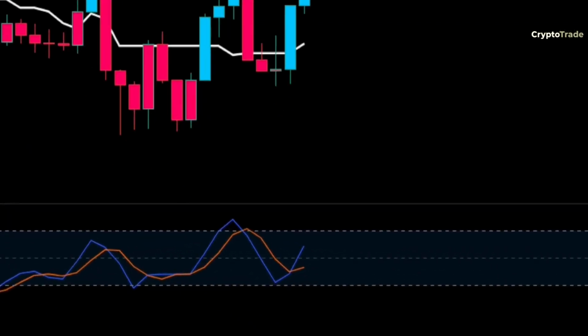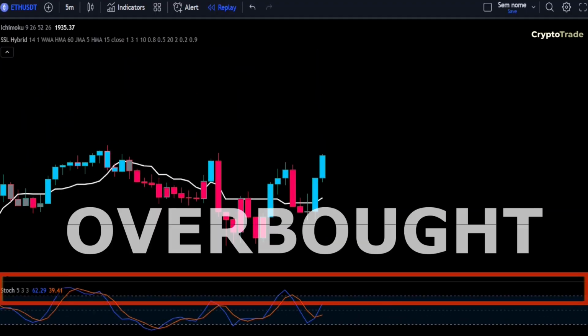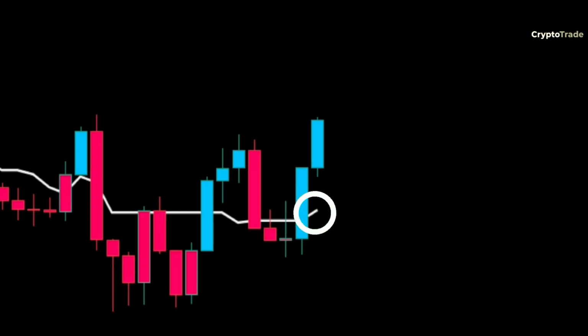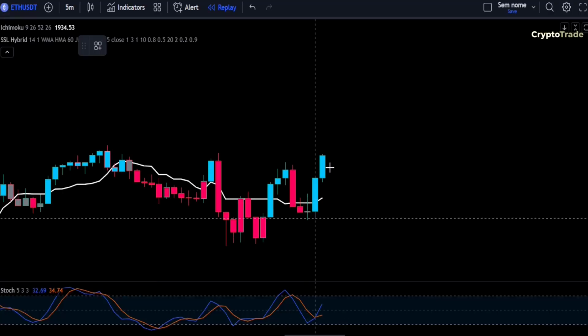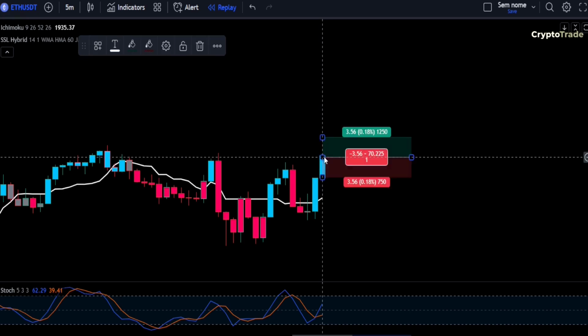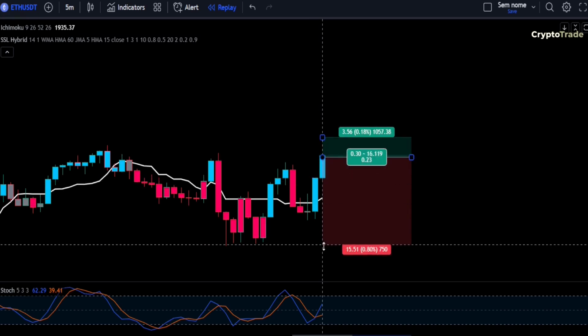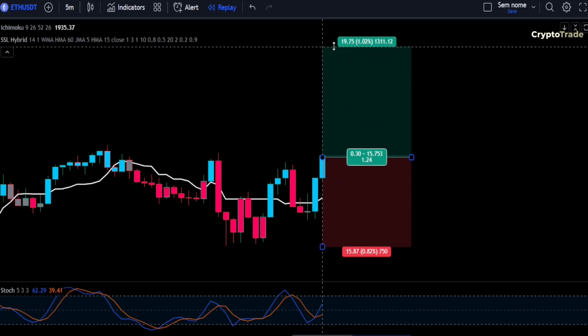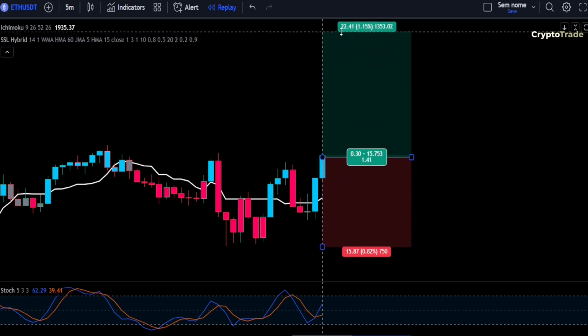For a buy order, the stochastic blue line must cross the orange line upwards. The lines can't be above the overbought area represented by the upper dotted line. The candle must close above the Ichimoku white line and it must be blue. If these conditions are met, place a buy order at the close of the blue candle. Place the stop loss below the nearest swing low. The risk to reward ratio will be set to 1 to 1.5.